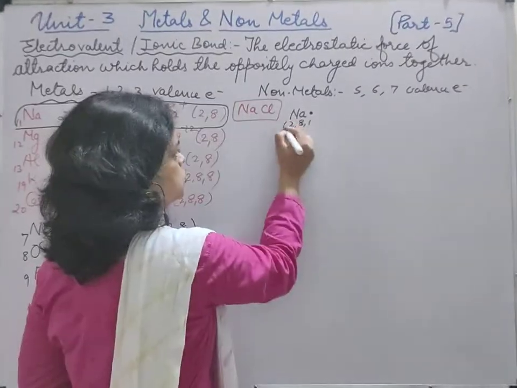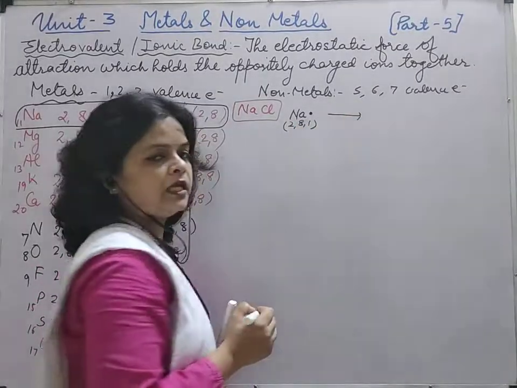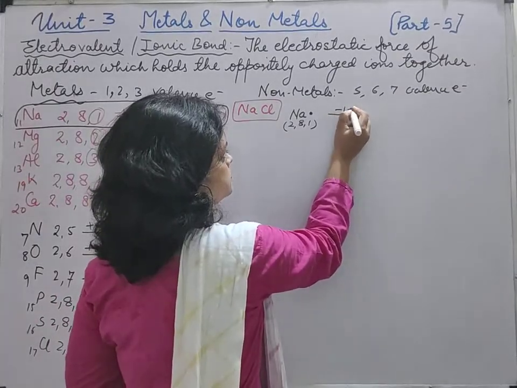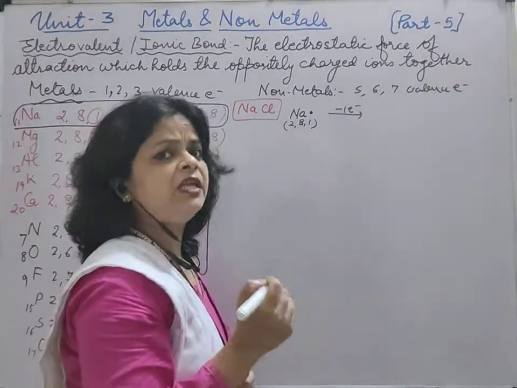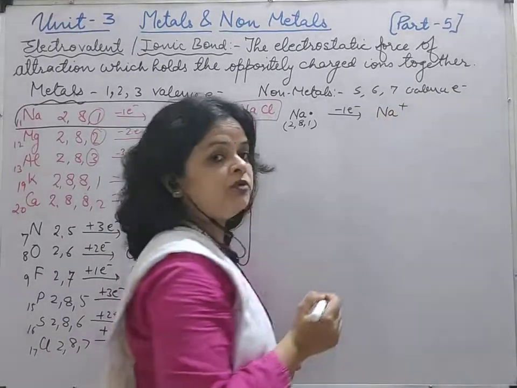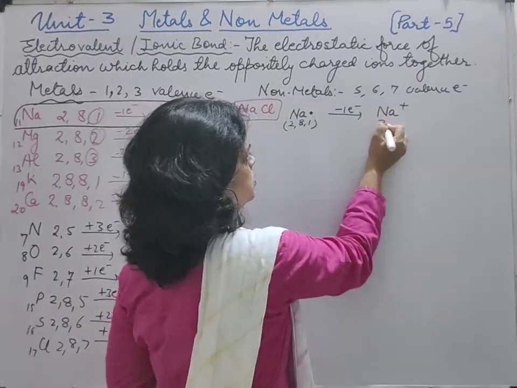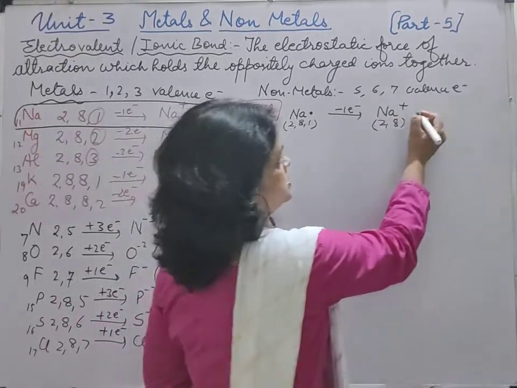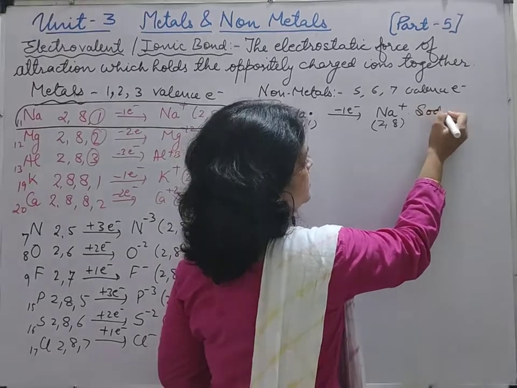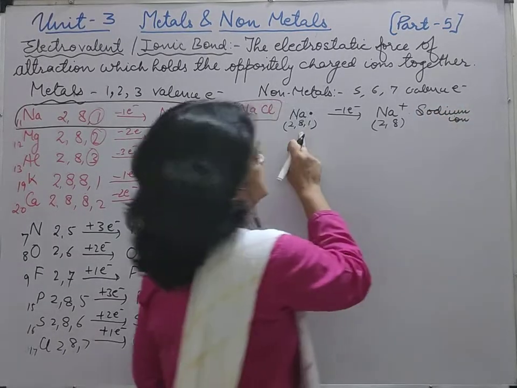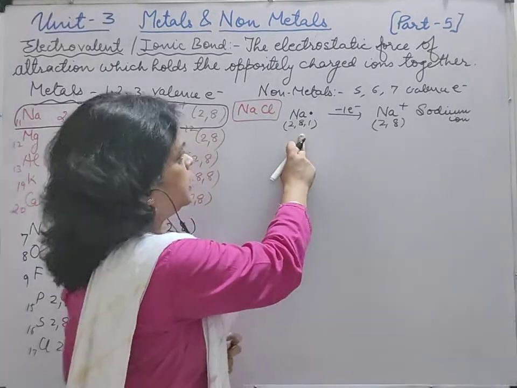Okay, so what did it do? It has lost one electron and gained the positive charge, Na plus. Now what is its configuration? 2, 8, which we had already discussed. Now this is called the sodium ion. This is the sodium atom.